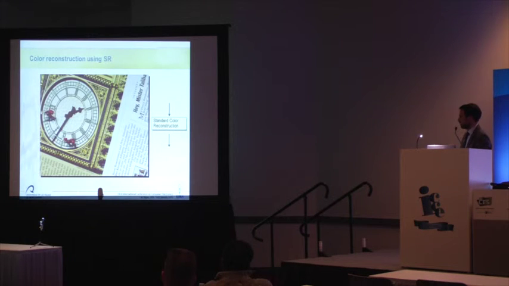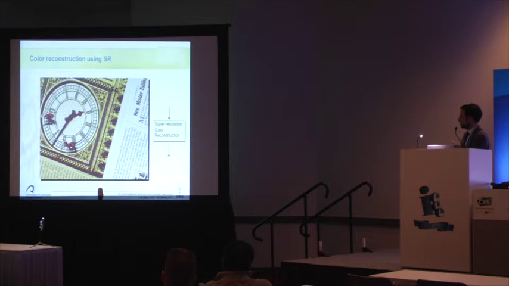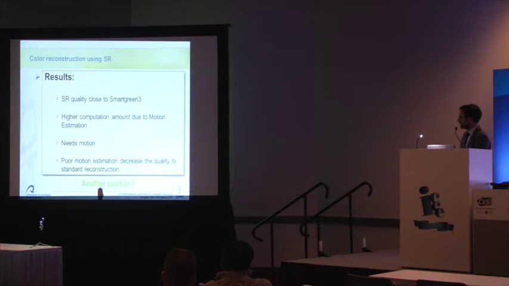Okay, this is the standard color reconstruction, the smart green, and the super resolution. Here we can see a small improvement in the background, but that improvement is not quite important. We need motion to get the super resolution solution, and if we don't have motion, the poor motion estimation will make the super resolution go again to the standard reconstruction algorithm. So it is not a quite suitable solution.